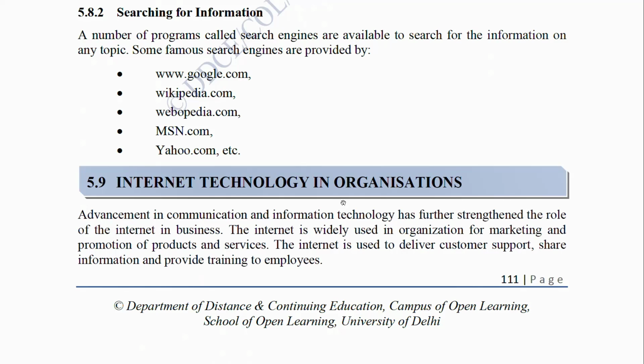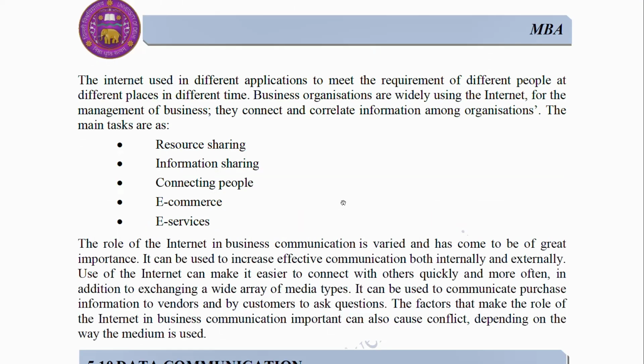5.9 Internet technology in organizations. Advancement in communication and information technology has further strengthened the role of the internet in business. The internet is widely used in organizations for marketing and promotion of products and services. The internet is used to deliver customer support, share information and provide training to employees. The internet is used in different applications to meet the requirements of different people at different places and at different times.